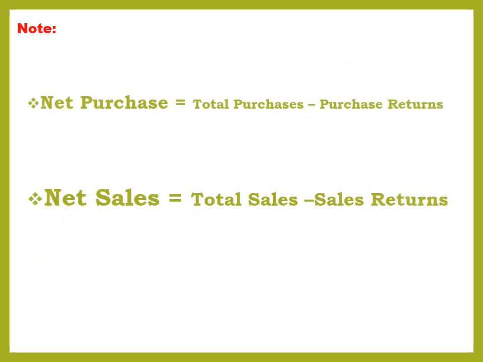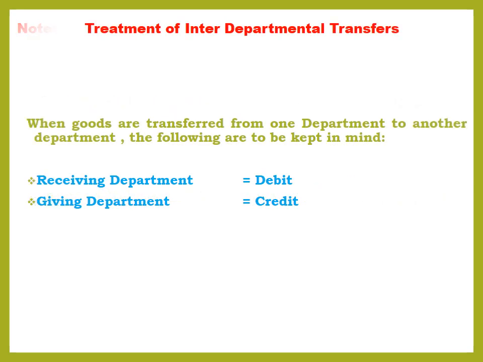in equal ratio. Students, in the previous slide, purchase expenses should be distributed in net purchase ratio. How to find net purchase? Formula: total purchase minus purchase returns. Net sales is total sales minus sales returns. So if sales returns and purchase returns are not given, total can be taken as a base.